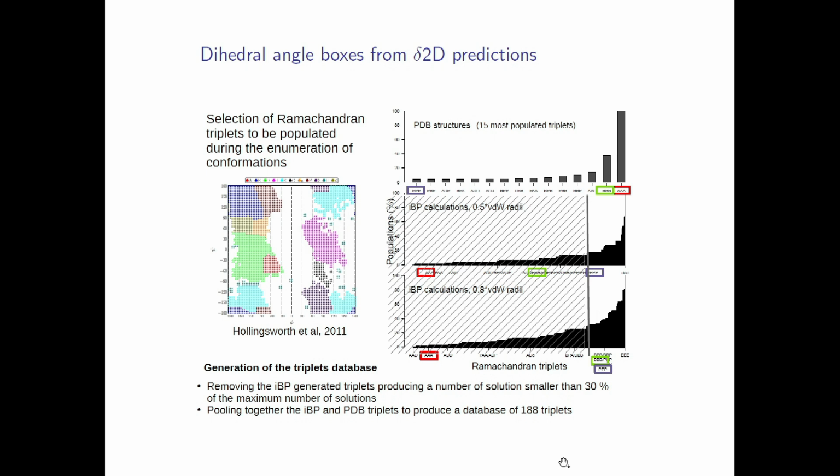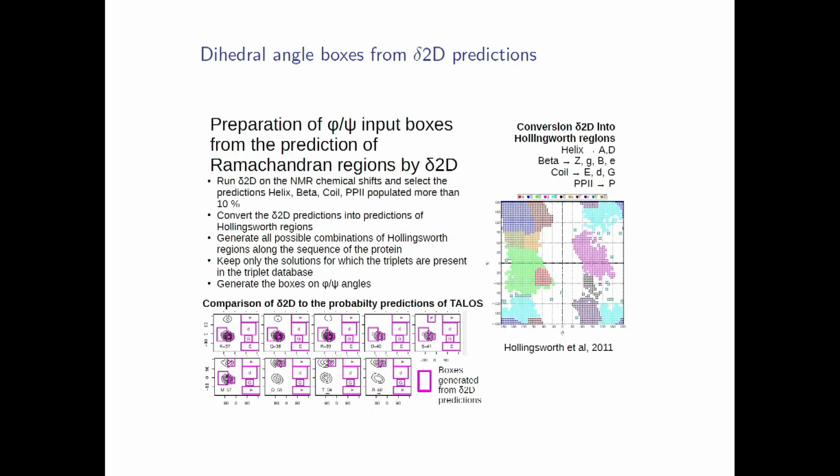And then I was constructing a database of all possible triplets of secondary structure, taking the most populated solutions from these two calculations with IBP, plus the folded structure assignment for the secondary structure. And using that, it is then possible to predict boxes, shown in magenta here, starting from the Delta 2D prediction.